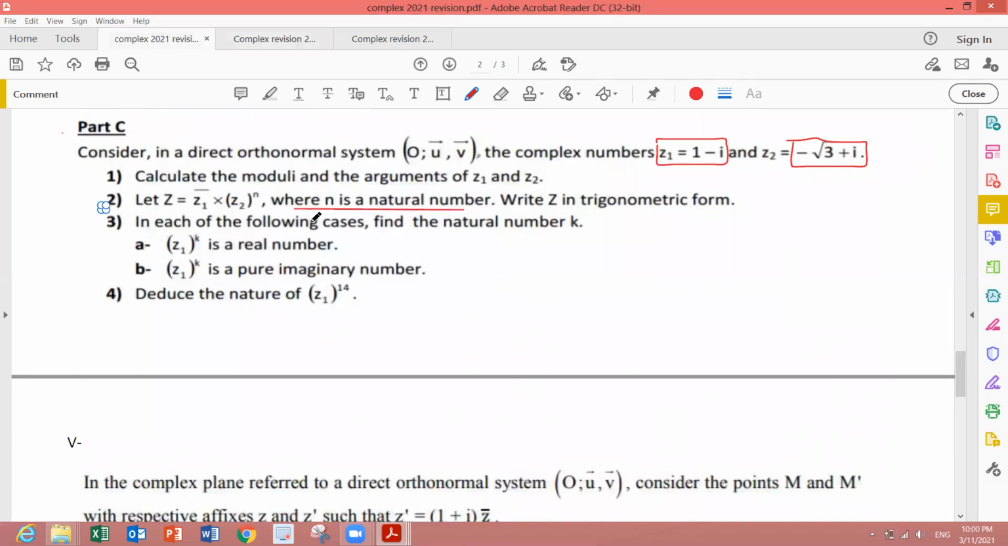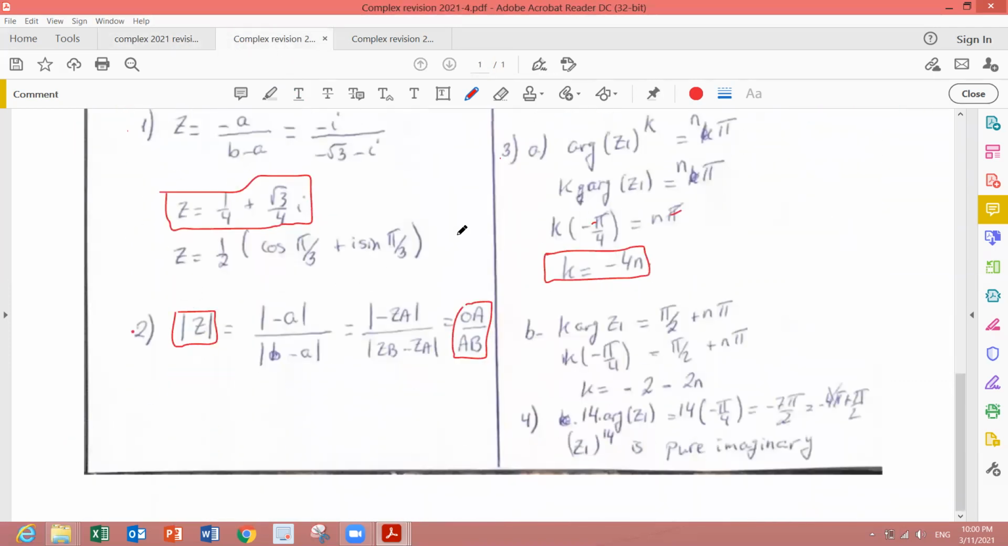Part B, z1 to the power k is pure imaginary. For the number to be pure imaginary, its argument is pi over 2 plus m pi. So k times the argument of z1, since it is pure imaginary, equals pi over 2 plus m pi. k times minus pi over 4 equals pi over 2 plus m pi. So k equals minus 2 minus 4m.